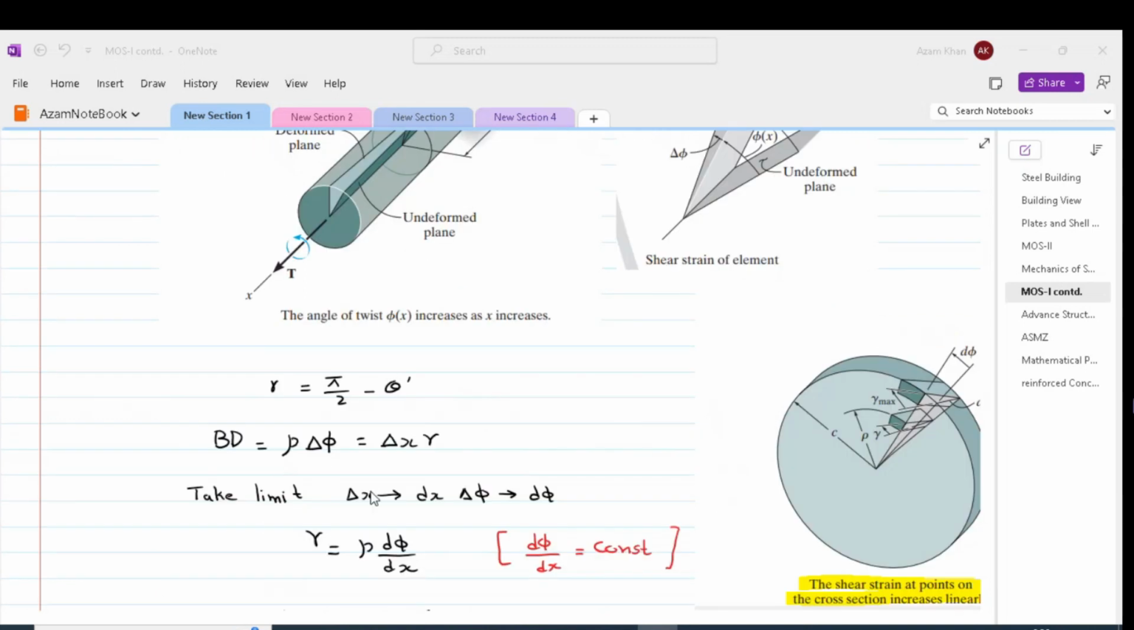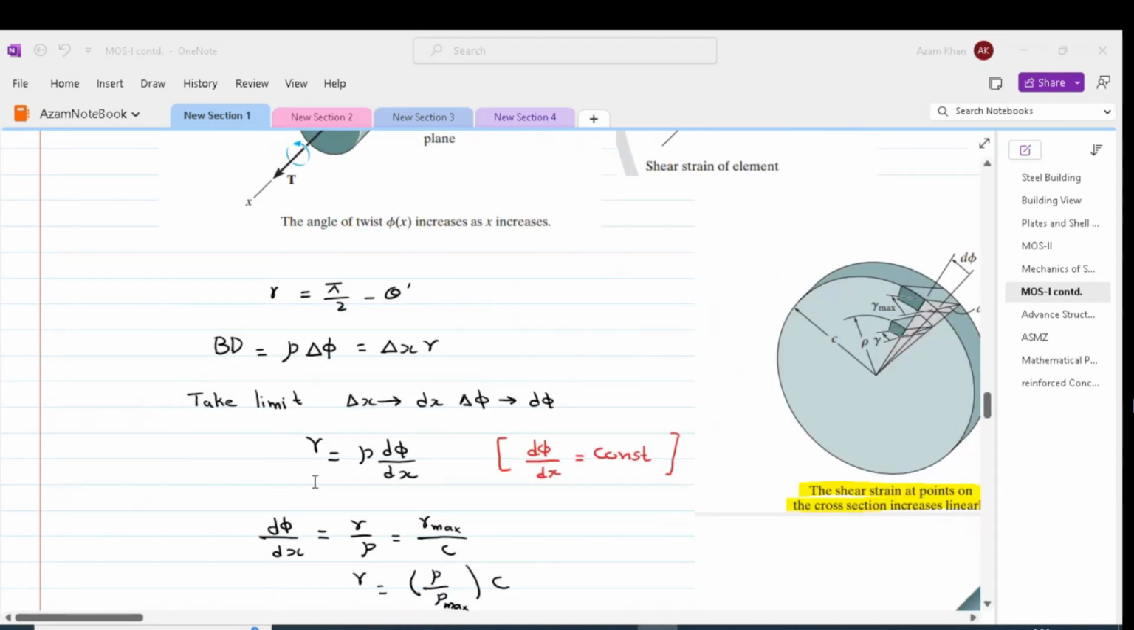We can take a limit, and in the limit delta x will turn into dx and delta phi will turn into d phi, making the BD equation gamma equal to rho d phi by dx. By doing so, we are introducing the concepts of calculus into our derivation.